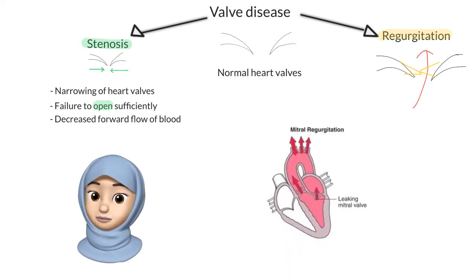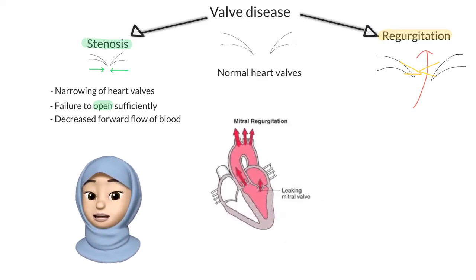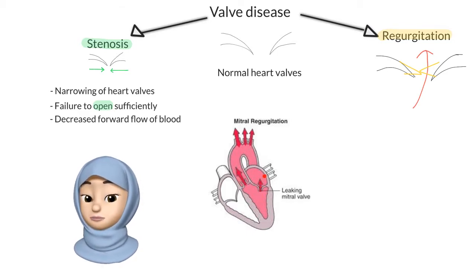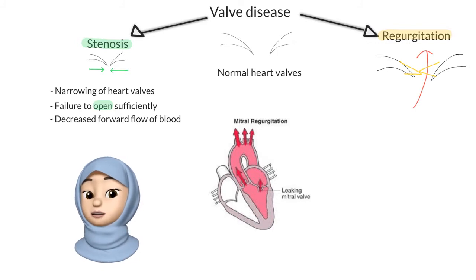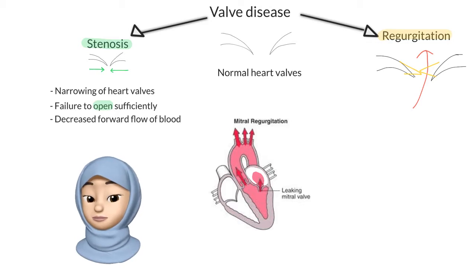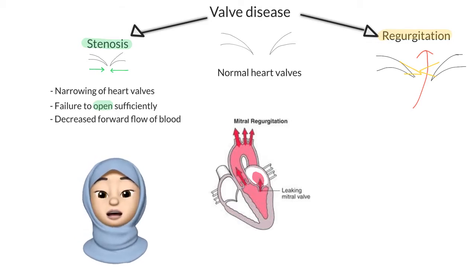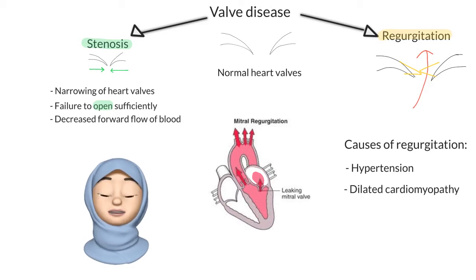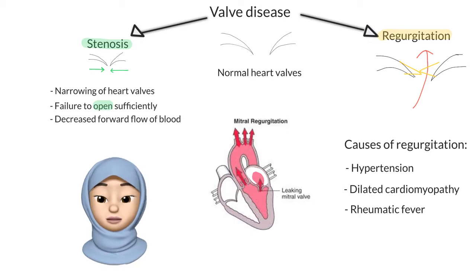Let's look at a quick example. In the diagram, you can see the mitral valve doesn't close properly, so when the left ventricle contracts, blood from the left ventricle leaks back into the left atrium. This causes volume overload in the left atrium and can cause hypertrophy. Regurgitation is caused by hypertension, dilated cardiomyopathy, and rheumatic fever.